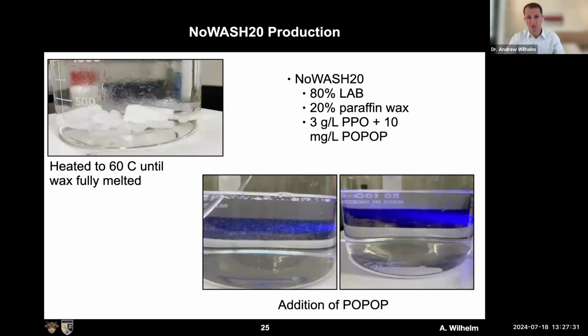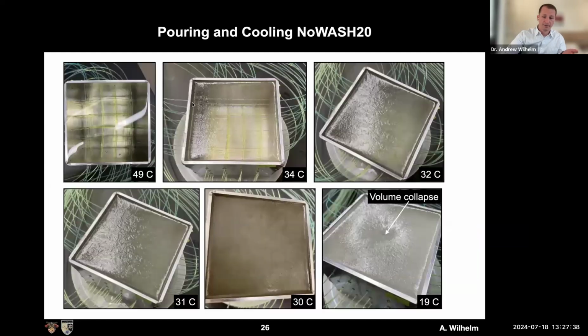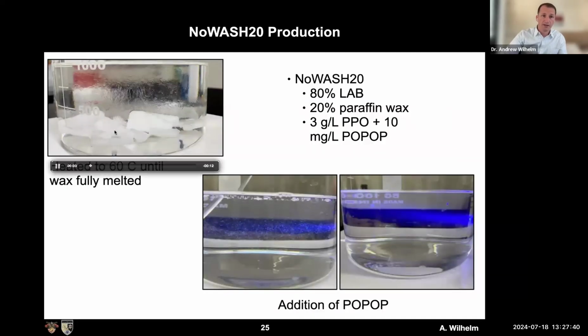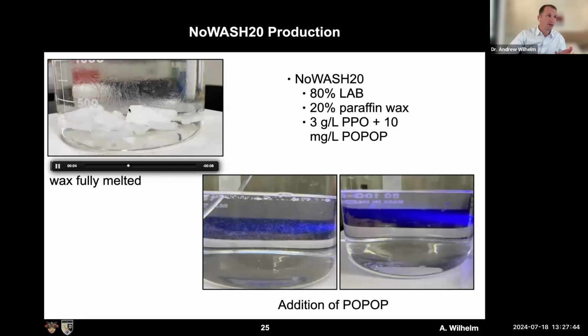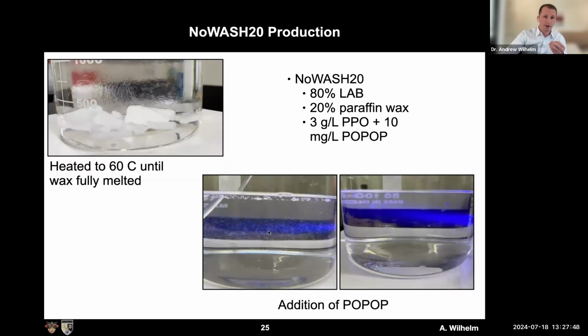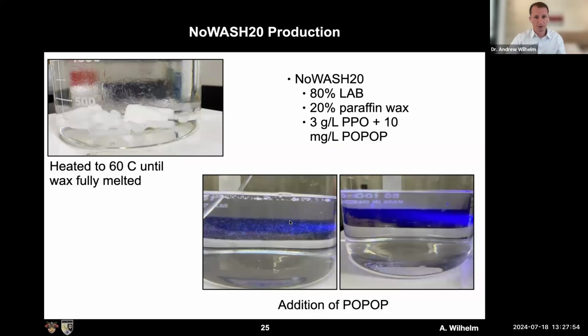So you heat up the linear alkyl benzene to about 60 degrees Celsius, add in the paraffin wax until it melts. And when it is at an elevated temperature, it's very transparent, as you can see down here. So here's us adding a wavelength shifter, POPOP, in order to make the color of the light appropriate for the fibers we were using.